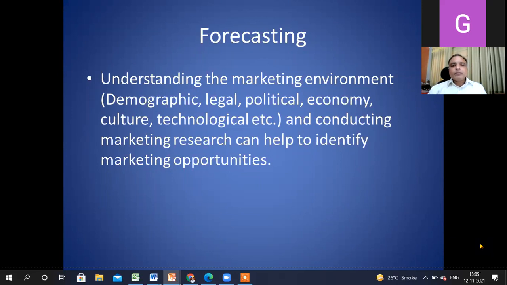And political, economy, culture, technology, all these variables play a very important role, because if you don't understand these variables, somewhere it is going to affect your forecasting. So you need to take these different factors, these different variables, into account while you're forecasting, in the sense of how they are going to affect your forecasting. And then you conduct your marketing research and find out marketing opportunities. Here we are talking about different business opportunities, different marketing opportunities.